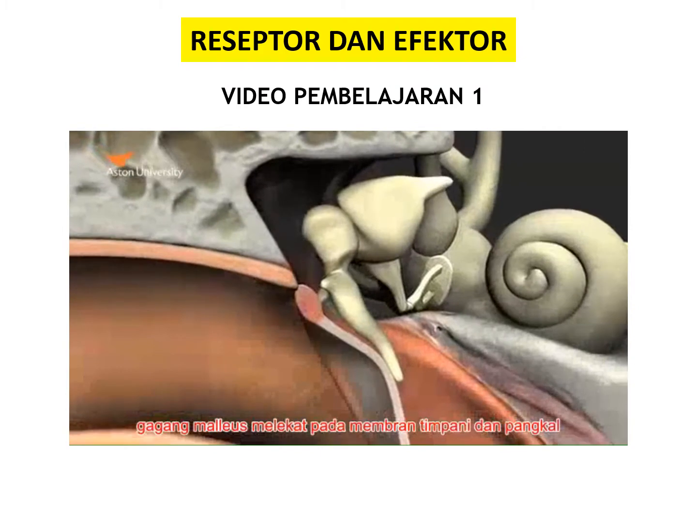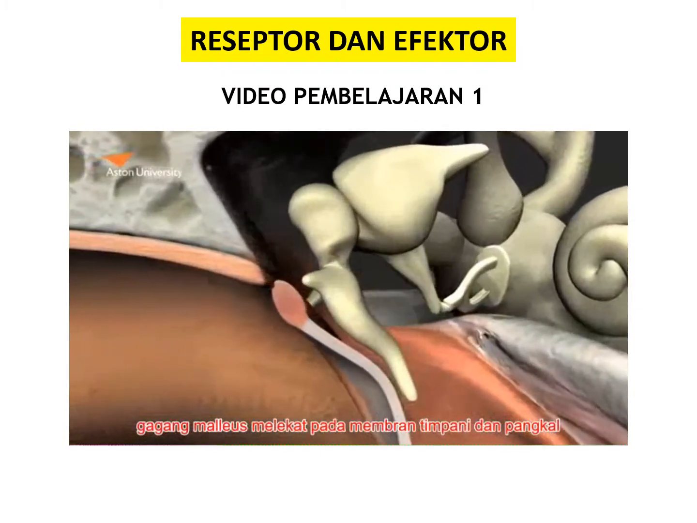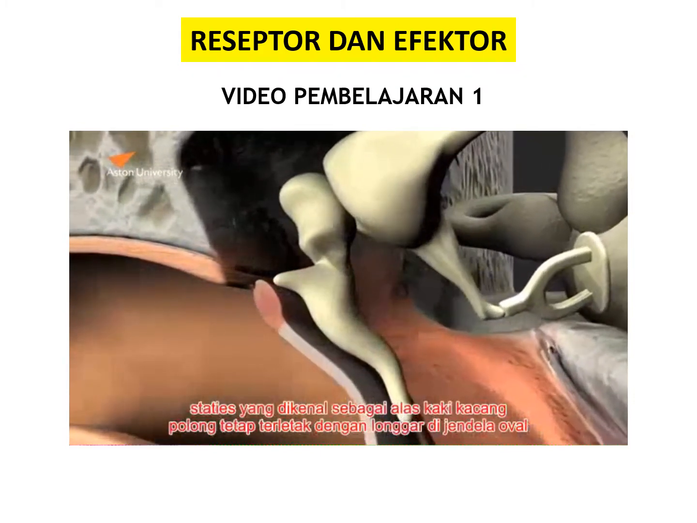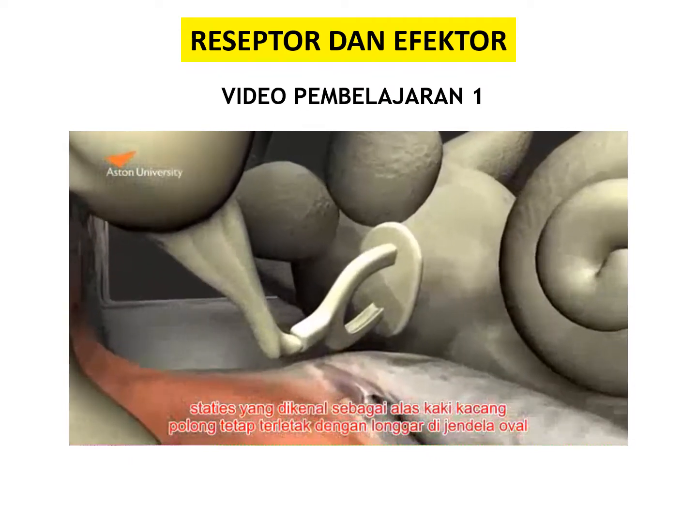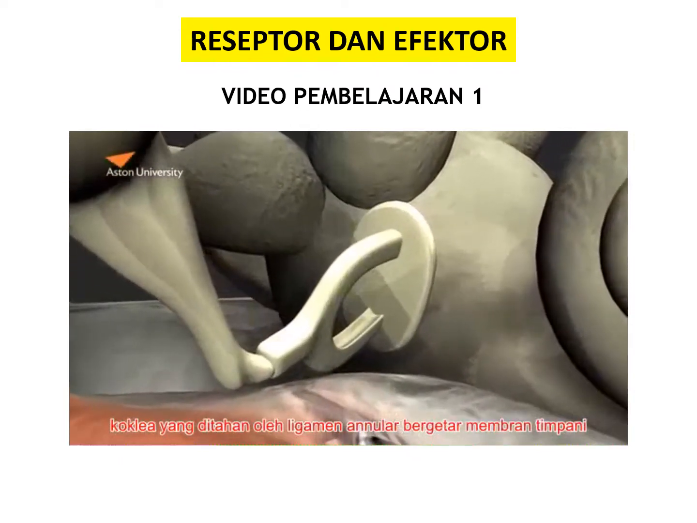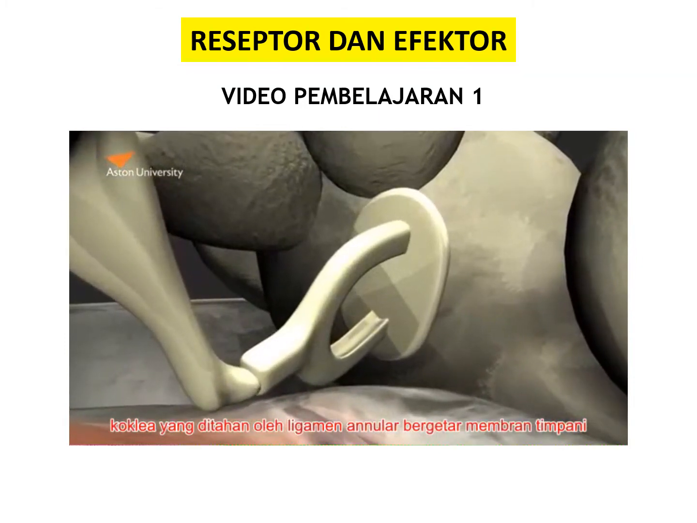The handle of the malleus is attached to the tympanic membrane, and the base of the stapes, known as the stapes footplate, sits loosely in the oval window of the cochlea, held in place by the annular ligament.